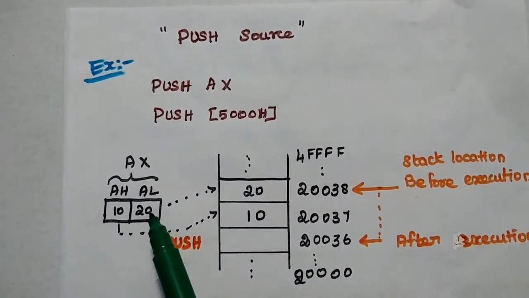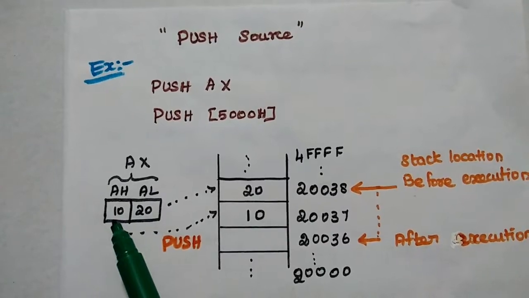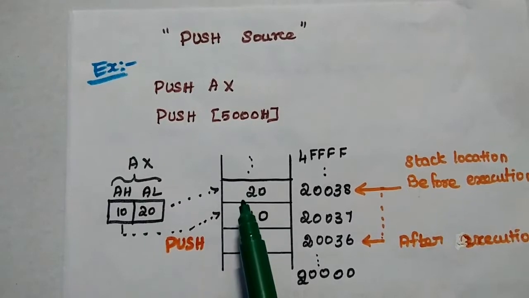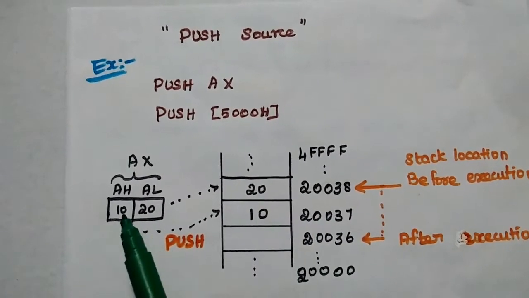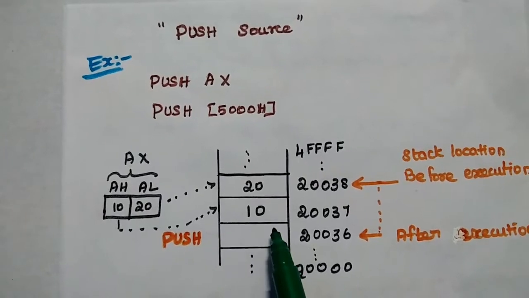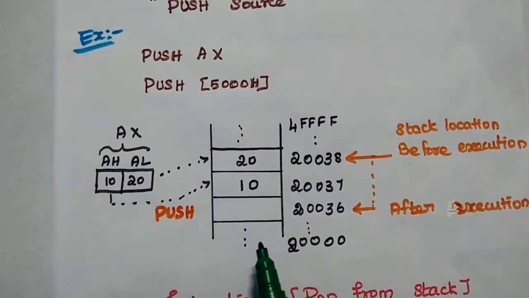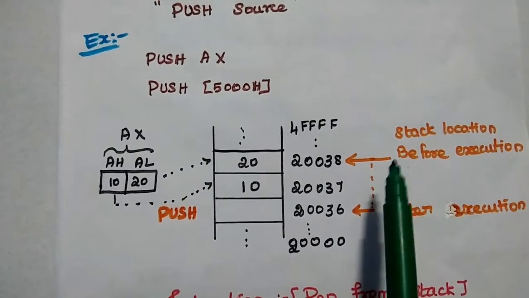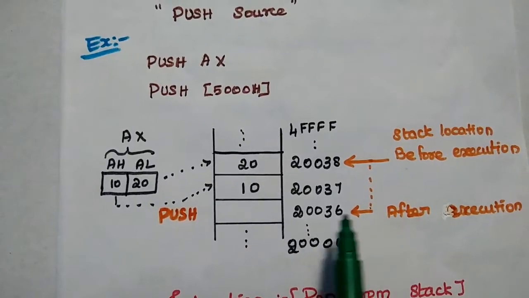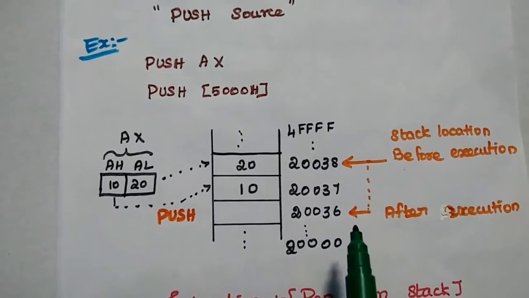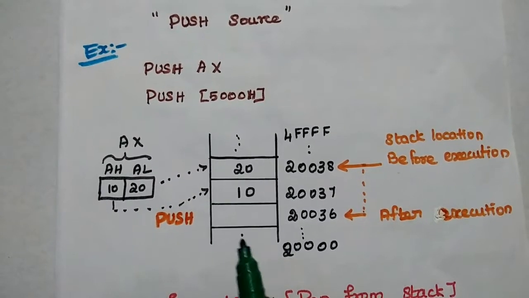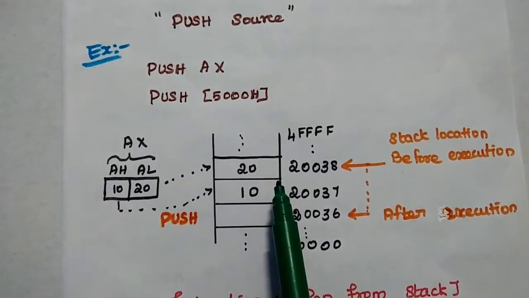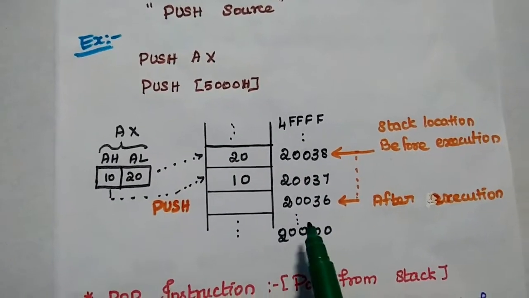So here we are going to transfer the contents 20 and 10 to this locations of the stack pointer. So first AL is moved to this current location and then AH is moving to the next location. Okay. So next we are going to decrement the stack pointer by 2. So after execution the stack pointer is pointing to this value 20038. That's what given there. Okay. In case of push we have to transfer the content of the given register to that stack pointer and then decrement that value by 2.